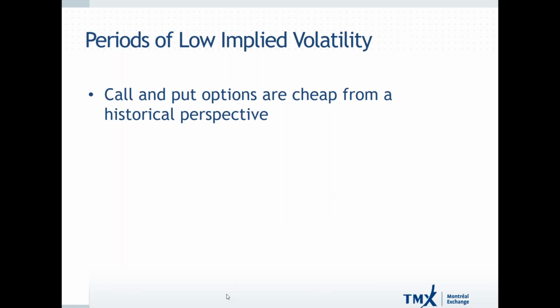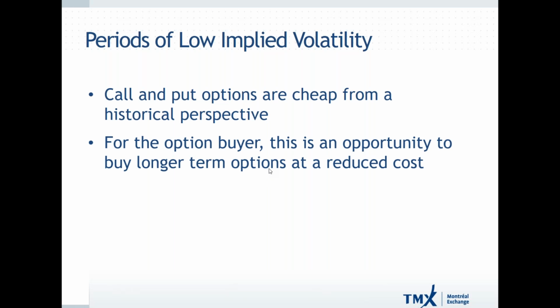So as a general rule of thumb, during periods of low volatility, call and put options are what we would consider to be cheap from a historical perspective. So in other words, we would basically look at being more of an option buyer because we're able to go out and buy longer term options at a relatively reduced cost, right? And we could in fact even take advantage of an increase of implied volatility.